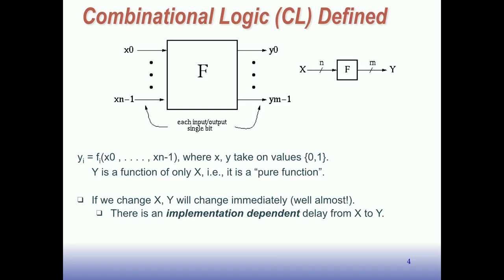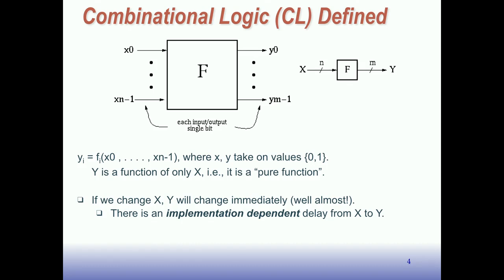In this class, we assume these functions are all Boolean functions, which means they take on one of two values. Every variable and every function takes on the value of either 0 or 1. Also, we say that y is a function only of x. It means there's no memory in here. There's no other inputs. Everything is defined right here. In programming languages, we call this a pure function, because there's no side effects, there's no state. If you change x, y changes. A combination of x will give you a unique output, y.